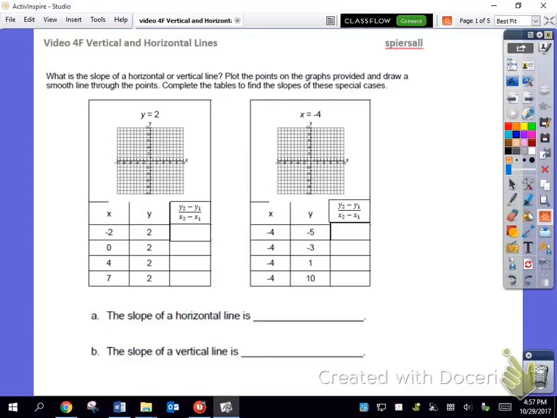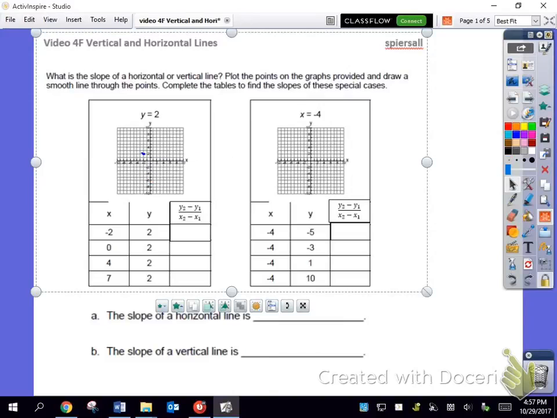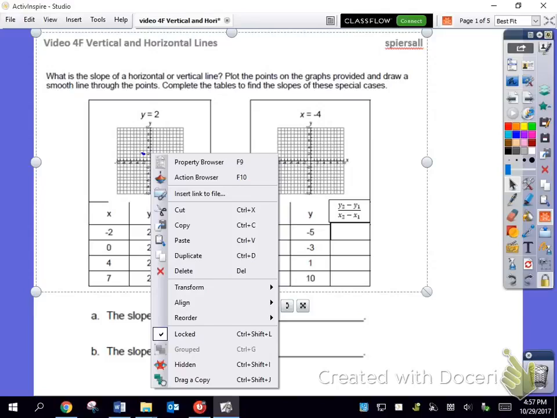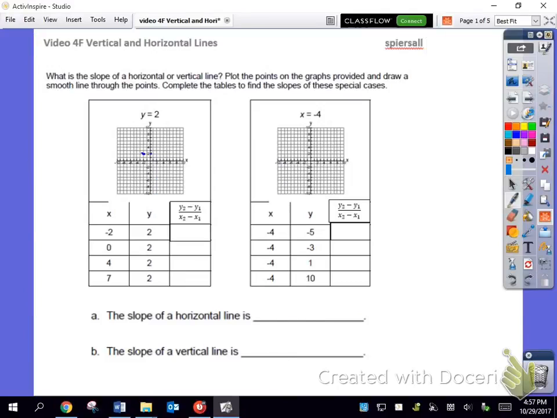Okay, so we're gonna plot these points: negative 2, 2, so negative 2 at 2; 0, 2, so we start at 0, go up 2; and then we have 4, 2, so to the right 4, up 2; and then 7, 2, 7 and up 2. Notice they all make a straight line and they're horizontal. This is called a horizontal line.